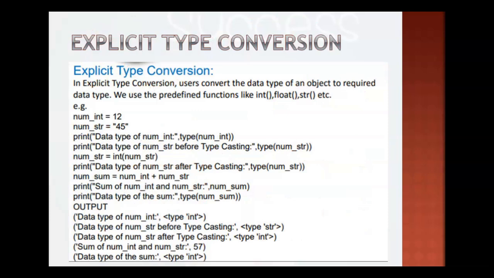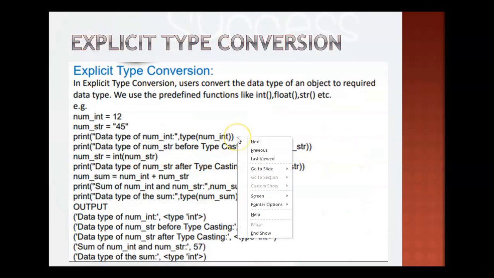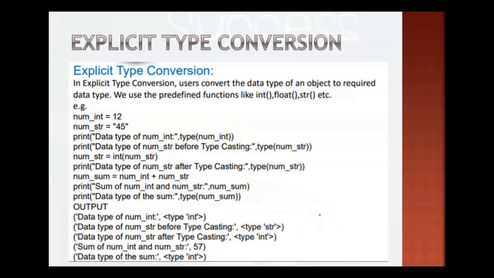So next to this is explicit type conversion. So what is that explicit type conversion? Explicitly we are actually converting the data type of an expression or a variable. In an explicit type conversion, users convert the data type of an object to the required data type. So we use the predefined functions like int, float, str, etc. for the same. And now you can see the example here.